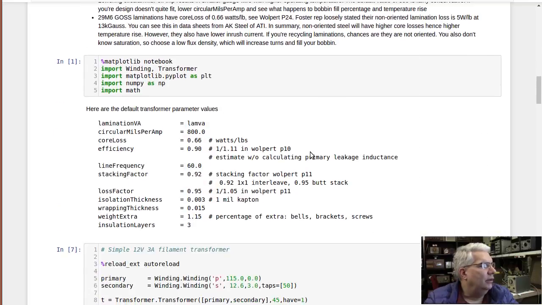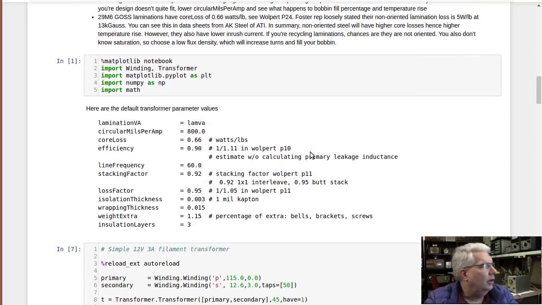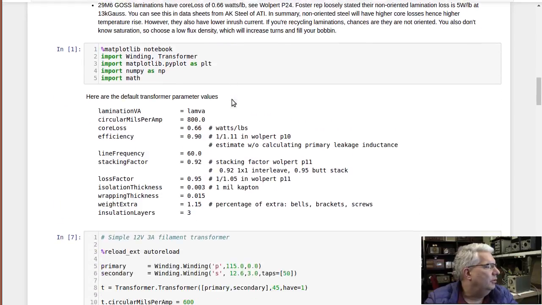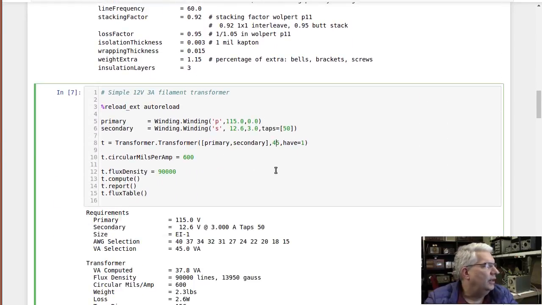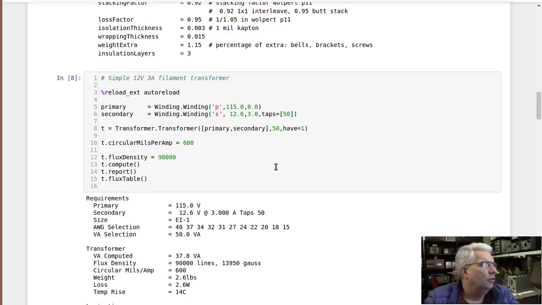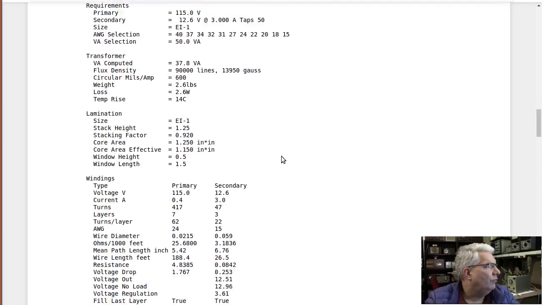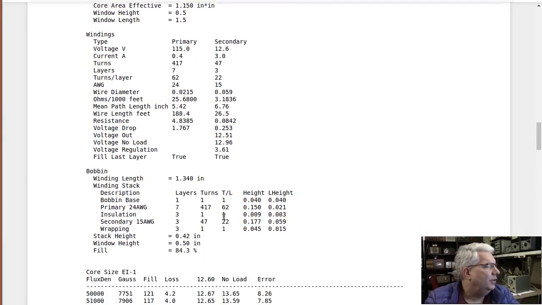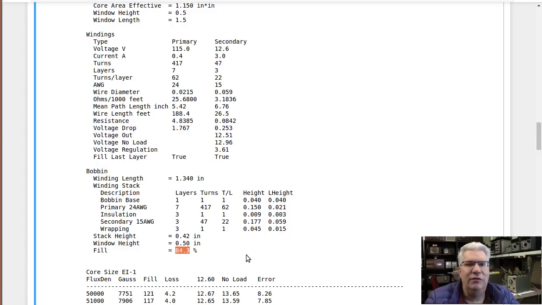When I bought my E100 from Edcore, I ended up getting two types of bobbins. I got the 45 VA bobbin, which is a square 1x1, and I also got the 50 VA bobbin, which I think is a 1 1/4. So I can change the VA here, which will increase the area, which will make the turns ratio better. So what happens if I make a bigger transformer with the same lamination? All right, I come down here. We see now that my fill window is back down to 84%.